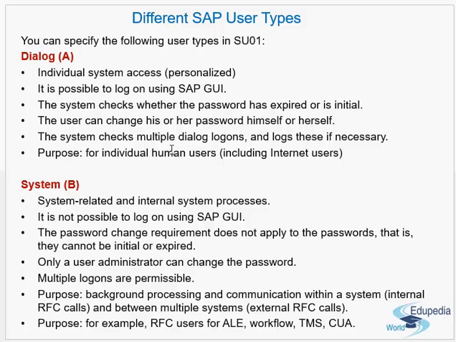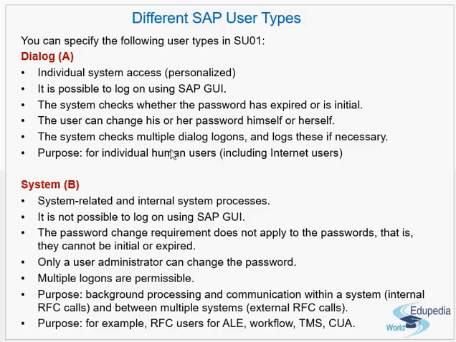The next one is the system user, for system-related and internal system processes. Why is the system user ID required? This is for internal system processing. It is not possible to log on using SAP GUI. So when a user type is system, that user can't log on using SAP GUI. The password change requirement does not apply to these passwords, that is, they cannot be initial or expired. For a dialog user ID, when the password is given, the system checks if it's initial or expired. Those restrictions are not there for the system user ID.